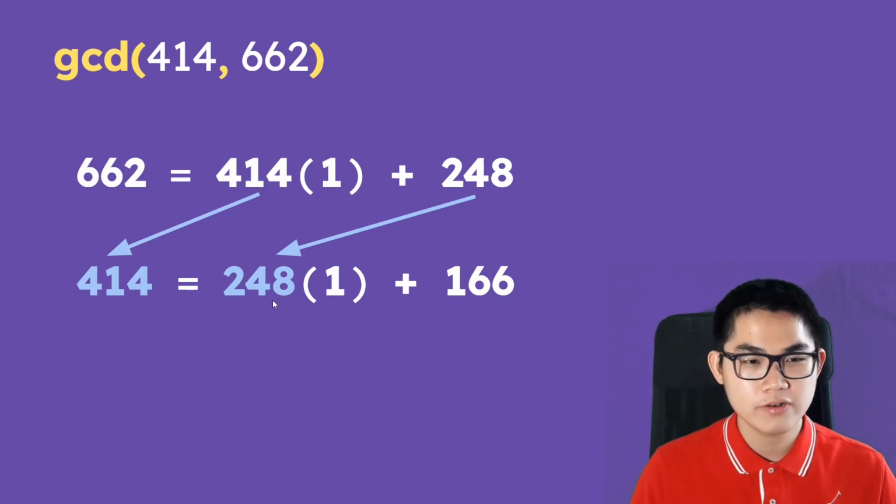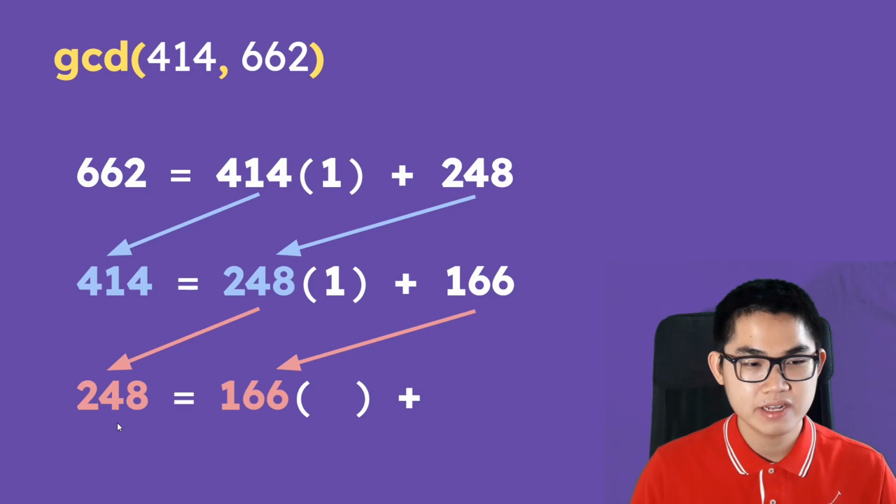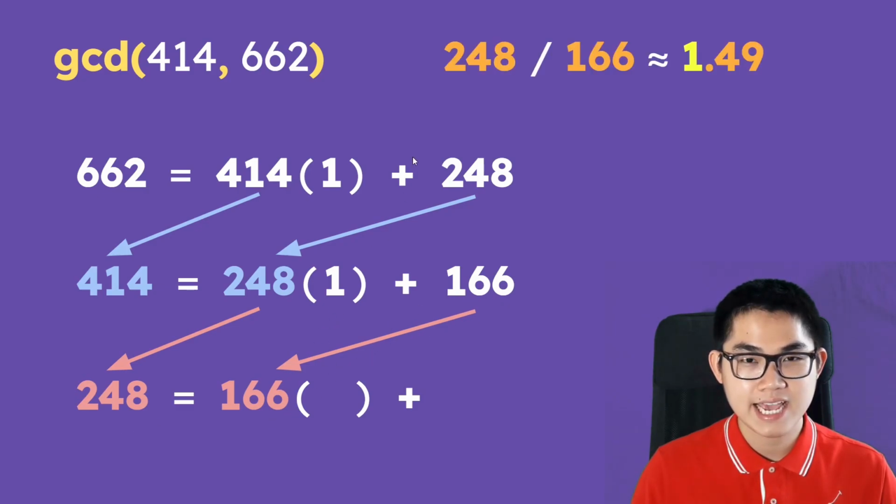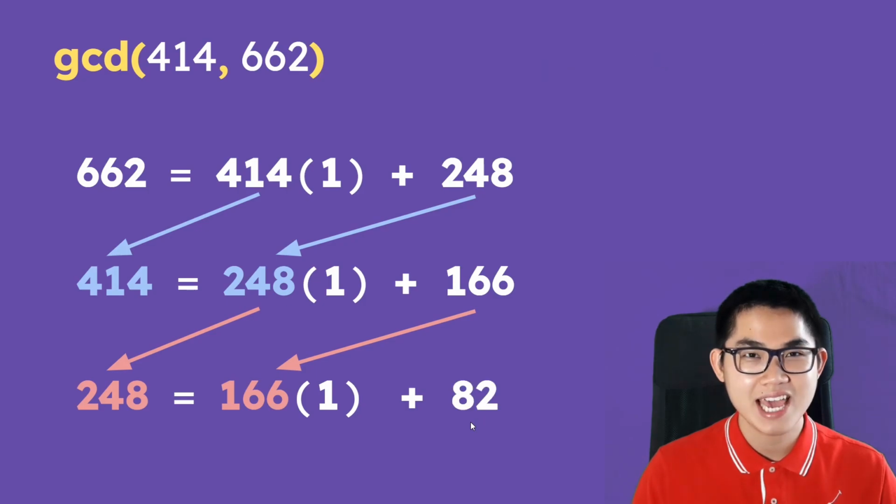So take 248, drop it down here, and take 166 and drop it down here. And then take 248 divided by 166. That gives you approximately 1.49. Take the number 1, fill it in here, and then find the remainder, which is 82.